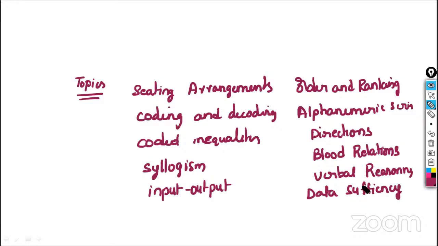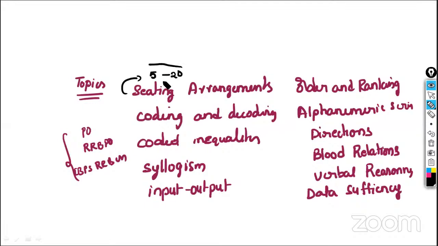Right? These are the topics which are asked in examinations, IBPS SO. Not only IBPS SO, in IBPS PO, IBPS RRB PO, and IBPS RRB clerk. Every bank exam, the reasoning topics are common. Right? So in these topics, more questions will come in seating arrangements, 5 to 20 marks. At least a minimum of 10 marks should be there.